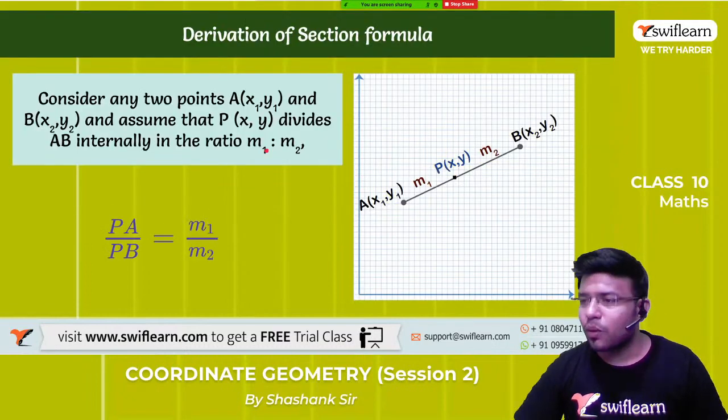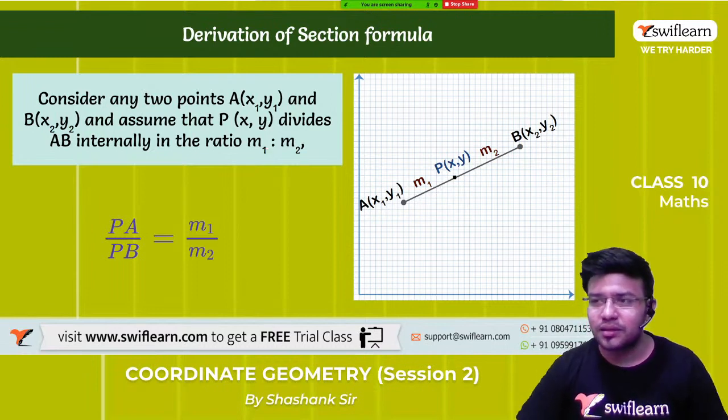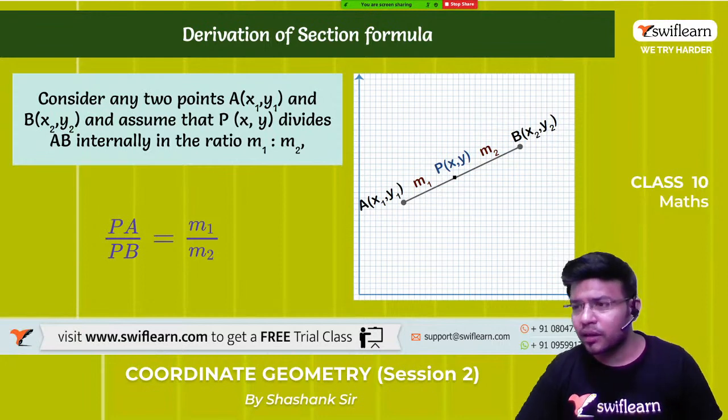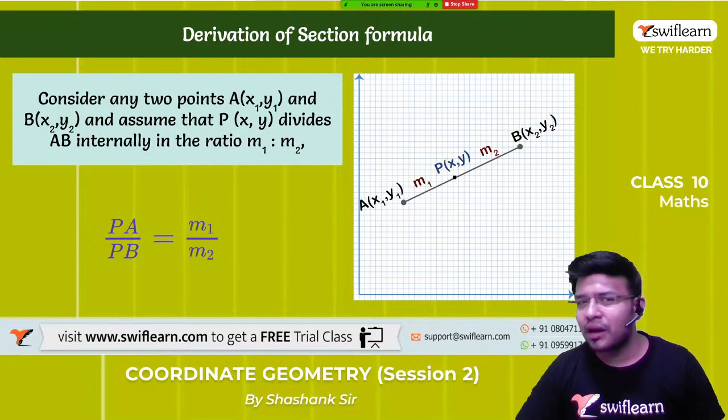Sure. Now, sir, you said the section formula is (m1 x2 plus m2 x1) divided by (m1 plus m2), comma, (m1 y2 plus m2 y1) divided by (m1 plus m2). Okay, sir, how did you get that? We can derive and get the formula.